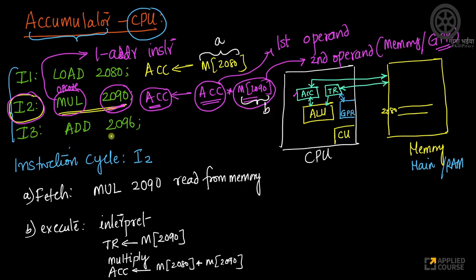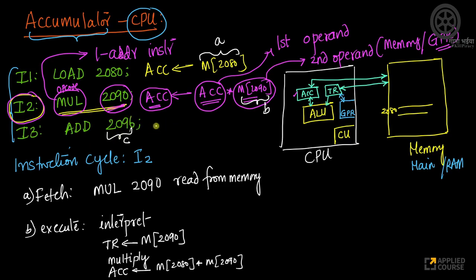Okay, whatever is stored in memory address 2096, let's call it C, just for simplicity. Now let's look at the third instruction here. What does the third instruction do? This is also a one address instruction with the arithmetic operation add as the opcode, and the address is 2096.